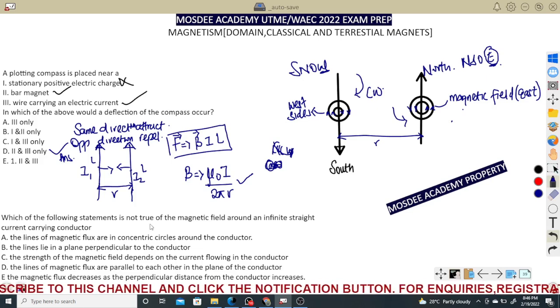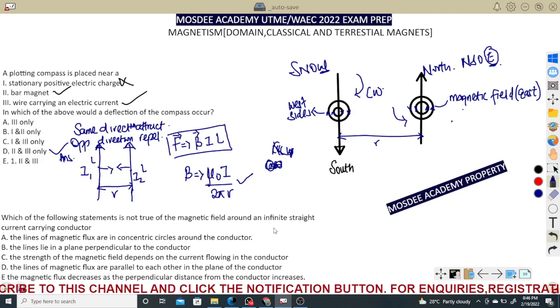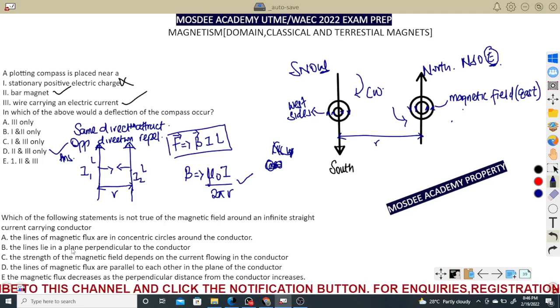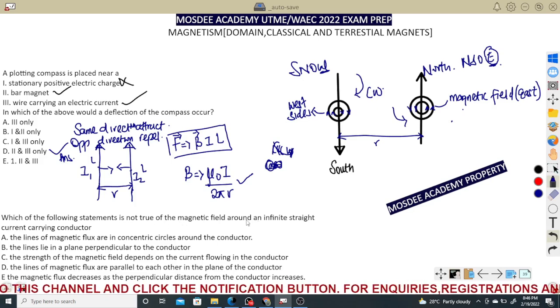Now, which of the following statements is not true about the magnetic field around an infinite straight wire carrying current? I hope you are still here. Please don't get tired. Always watch this video to the end. It is always very good for you. So we are talking about which of the following statements is not a true statement about the magnetic field around the infinite wire.